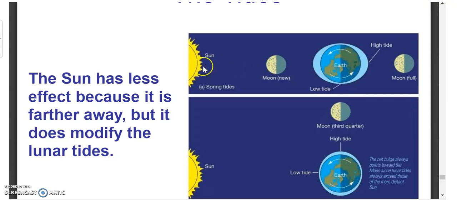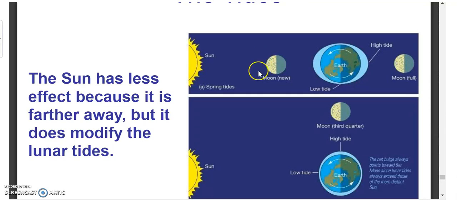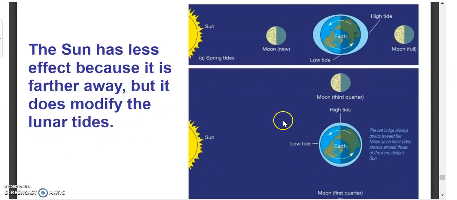And so it turns out if the moon and the sun and the Earth are lined up, then you have higher than normal high tides and lower than normal low tides. And those are called spring tides, not because they occur all the time. They were probably first noticed in the spring, and that's why they're called that. Of course, this happens during a new moon or a full moon. Those are the only times that the Earth, moon, and the sun are lined up in a straight line.